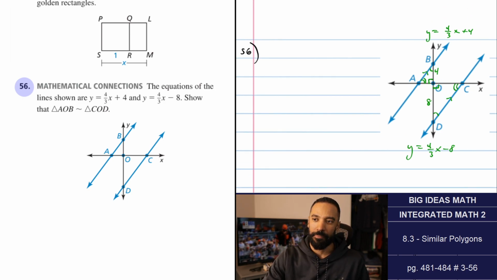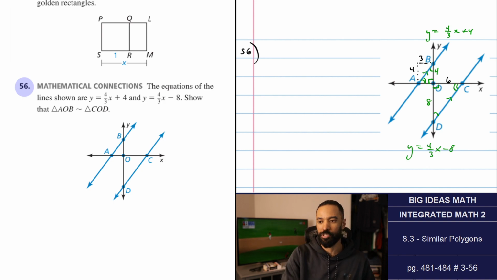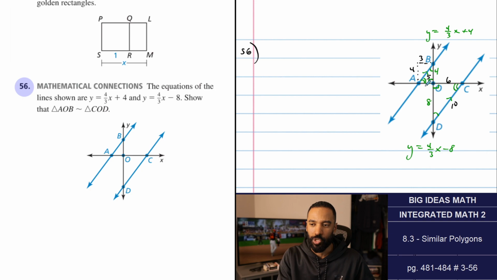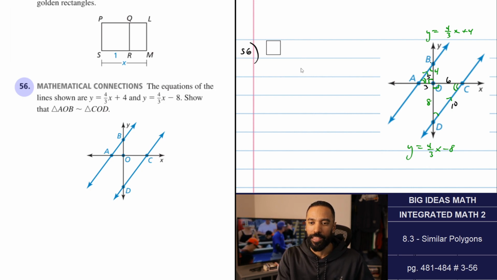But also that means you have this rise of 4 and run of 3 right here to get to that point. And this has to rise 8, therefore run 6 to get over here, because that's how the slopes work. Using the Pythagorean theorem, 4 squared plus 3 squared is 5 squared, and 8 squared plus 6 squared is 10 squared here. Oh, here's where the 3 would go, by the way. So every part of this triangle I can establish as either congruent or proportional.